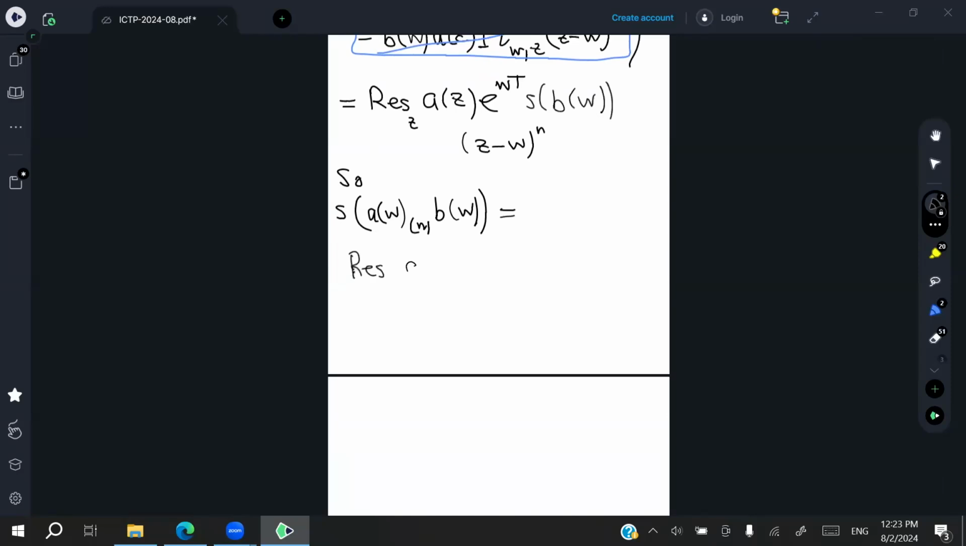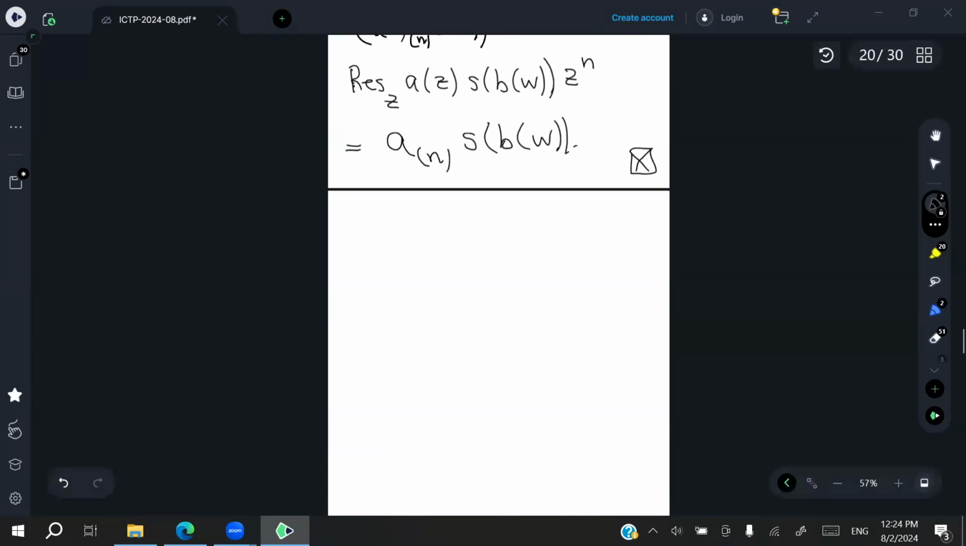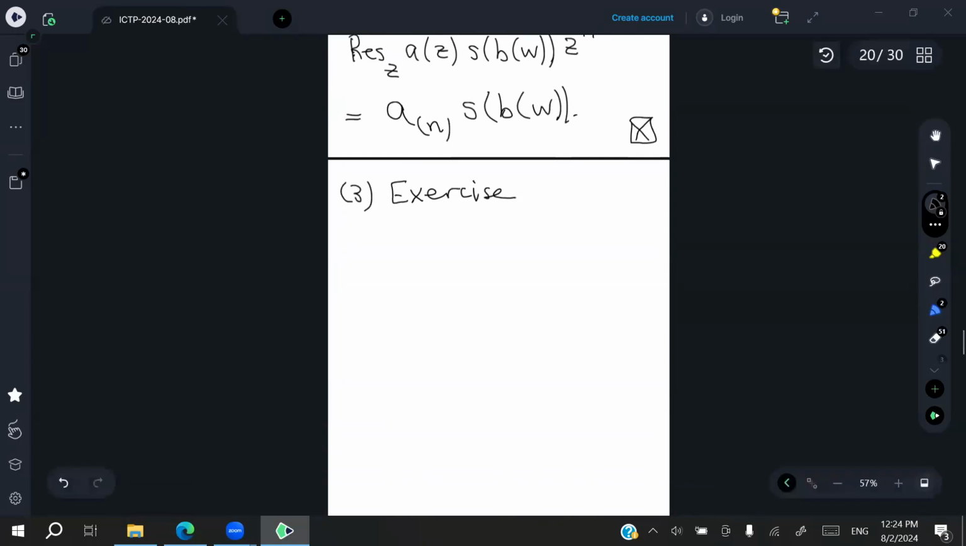And we get the residue of A(Z) S of B(W) Z to the n, which if you stare at it for a while, you'll see is just the nth coefficient of A applied to our S of B(W), as required.